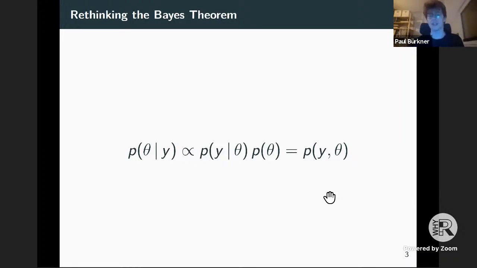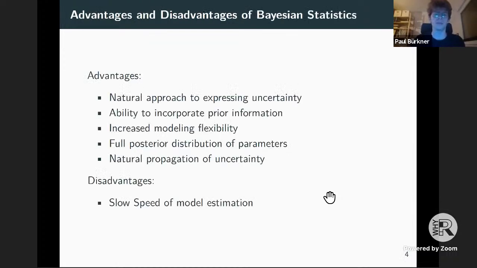And there are lots of ways where you can do Bayesian statistics and do Bayesian inference. And one way to do Bayesian inference on your data is to use the probabilistic programming language Stan and my brms R package that I want to talk about today.